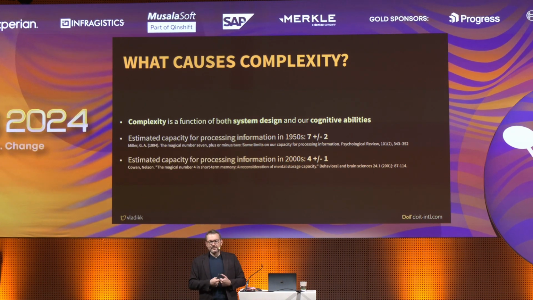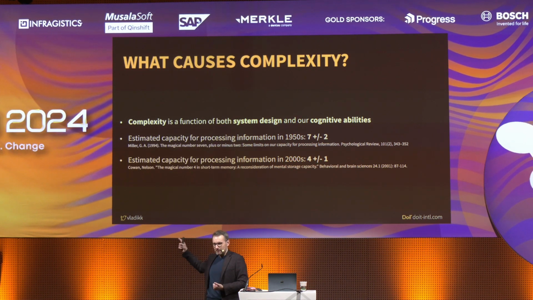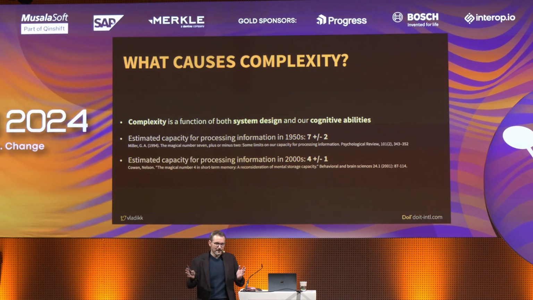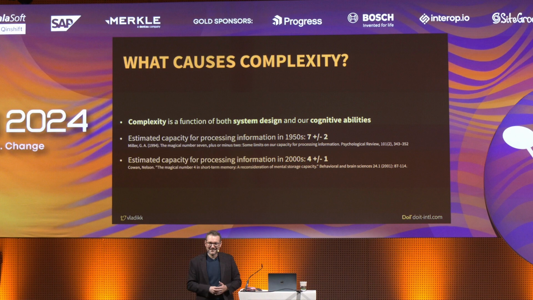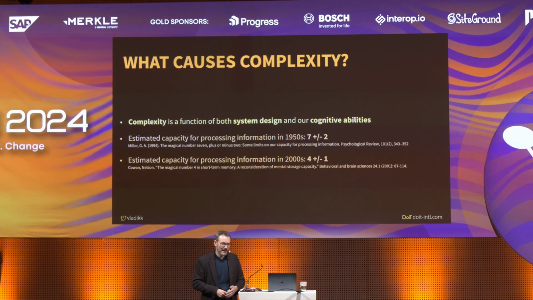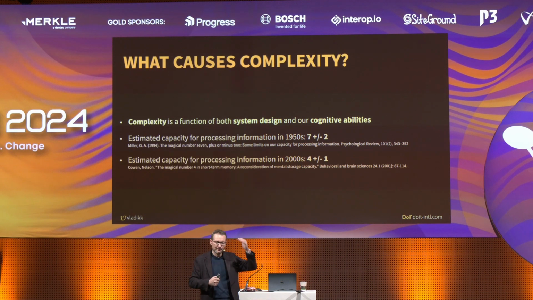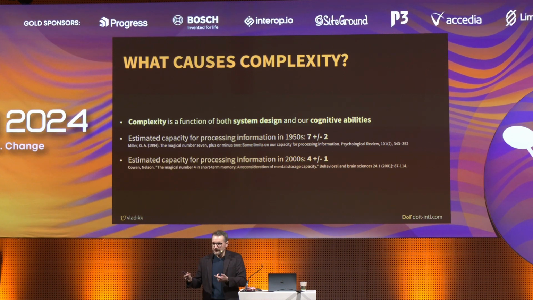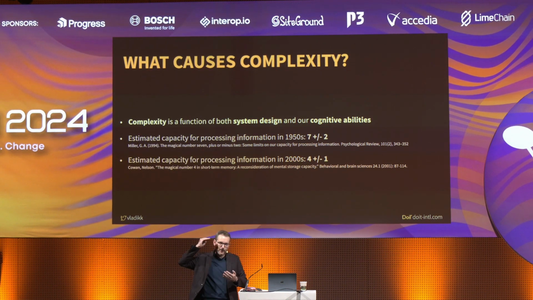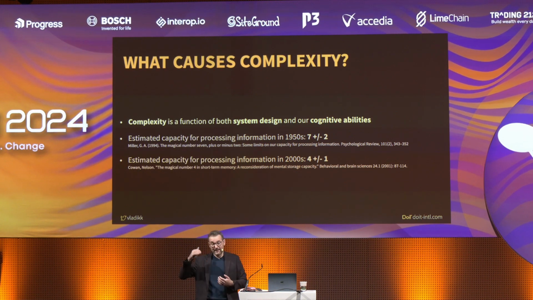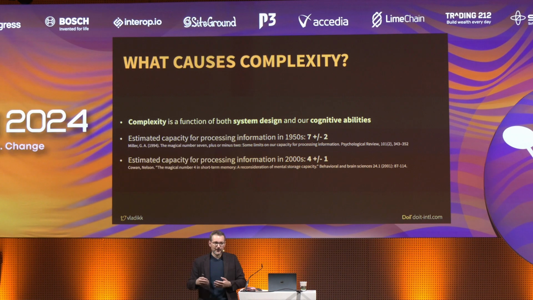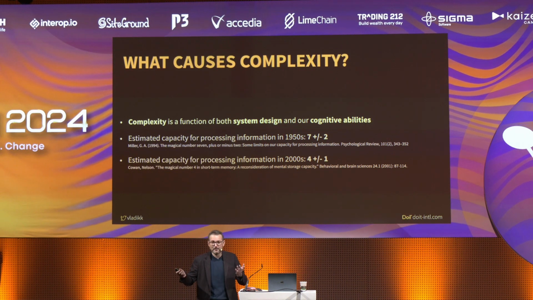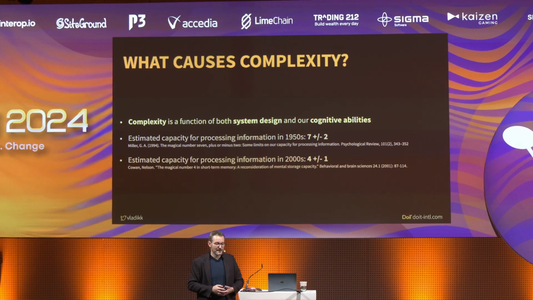Same experiment was repeated 50 years later. Now it's 4 plus minus 1. And I think ChatGPT doesn't bring us an improvement here in another 50 years. So that's the second part of complexity, our own cognitive limits. Whenever we are working on a system that produces that cognitive overload, if it passes our ability, then we are going to call it a complex system. Then we won't be able to predict what the outcome of a change is going to be. Then we'll have to conduct those experiments or just be surprised after we deploy something to production.